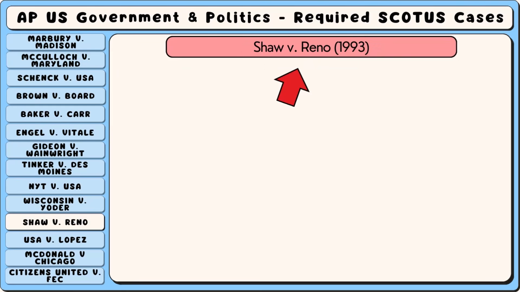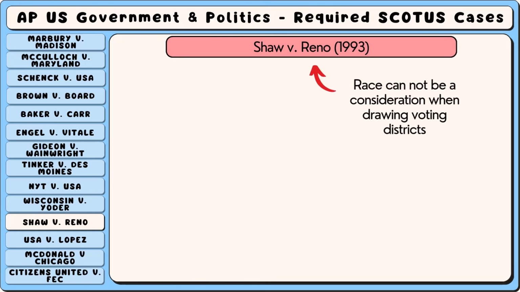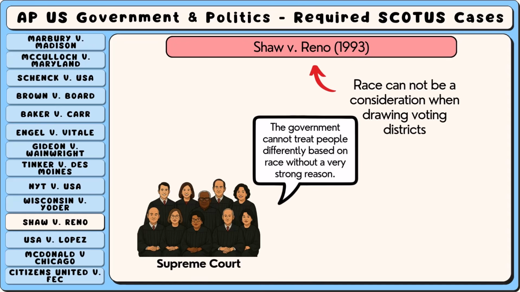Our next required Supreme Court case is Shaw versus Reno. This case is significant because it ruled that race could not be a consideration when drawing voting districts and strengthened the idea that the government cannot treat people differently based on race without a very strong reason.